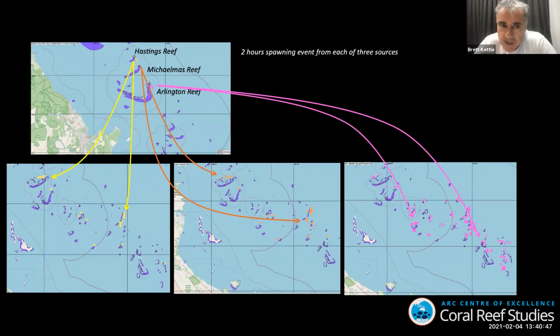But if the starfish happen to be more prolific on Arlington, then you can see that Britomar cops far fewer, and the great majority of recruits would end up a little further south, around about the Bowl Reef and through to the back numbers area off Townsville.